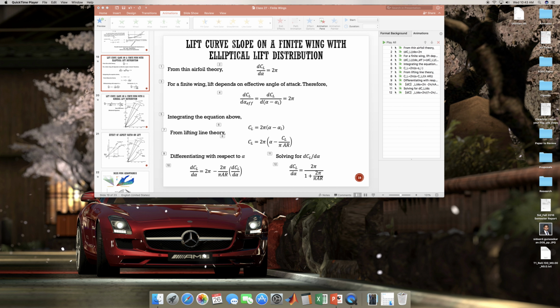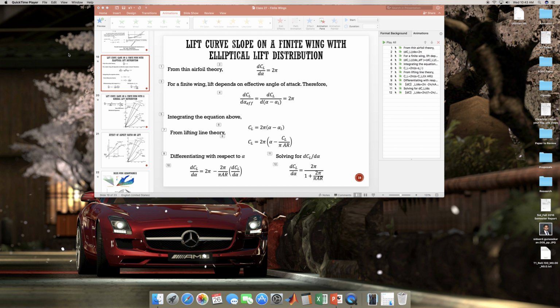Hey guys, so in this video I'm just going to quickly walk you through what happens to the lift distribution, or more specifically the lift as a function of angle of attack for a finite wing. So in the last class we talked about the lift distribution and how to predict downwash, induced angle of attack, and induced drag coefficient for a given lift distribution.